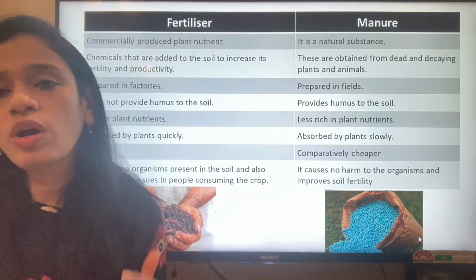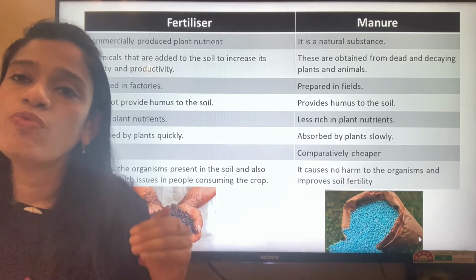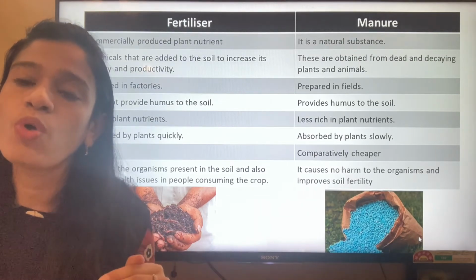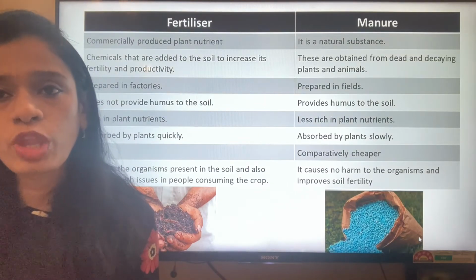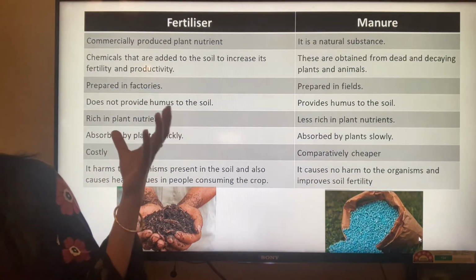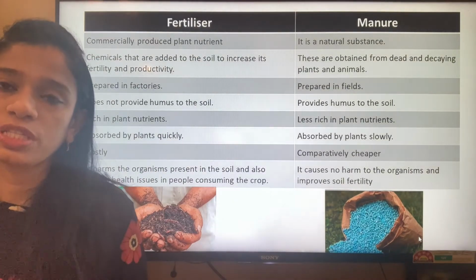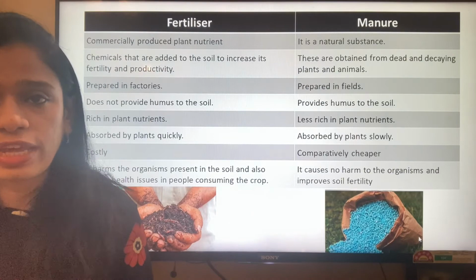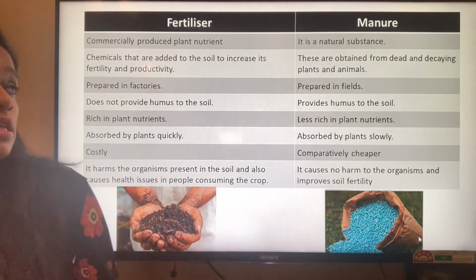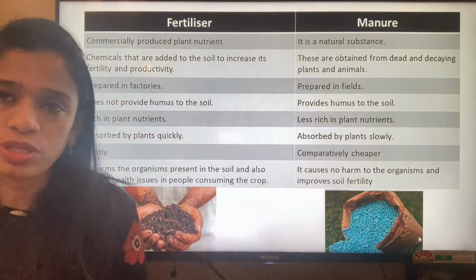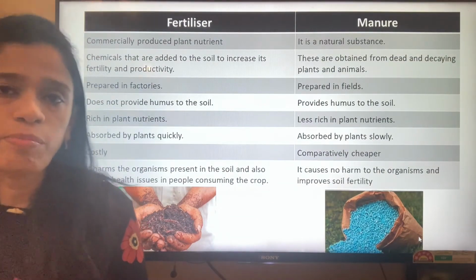So when we say fertilizer or when we say manure, we must know exactly what they mean and why they have been termed so. A fertilizer is a commercially produced substance. It is not a natural thing. It is produced in factories and industries, whereas manure is a natural substance. So this is the first basic difference between fertilizer and manure.